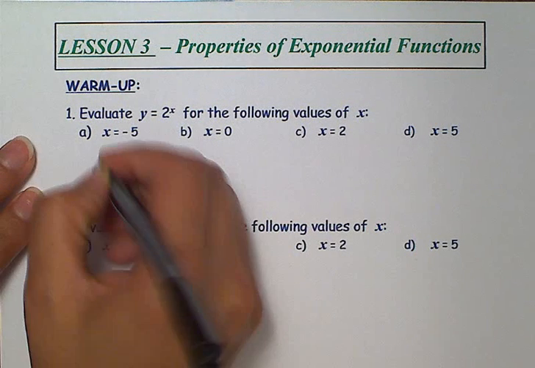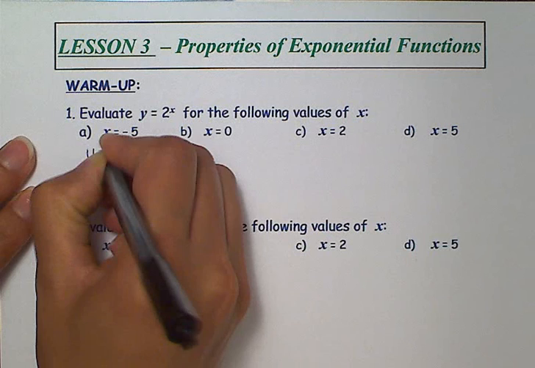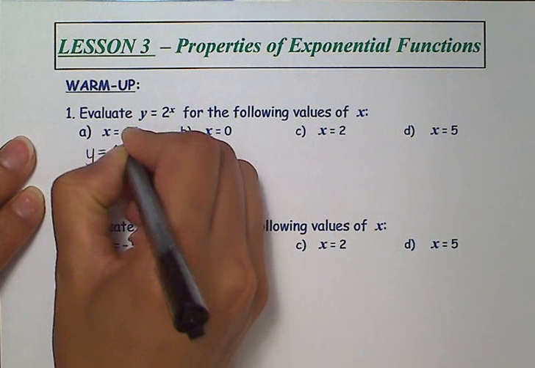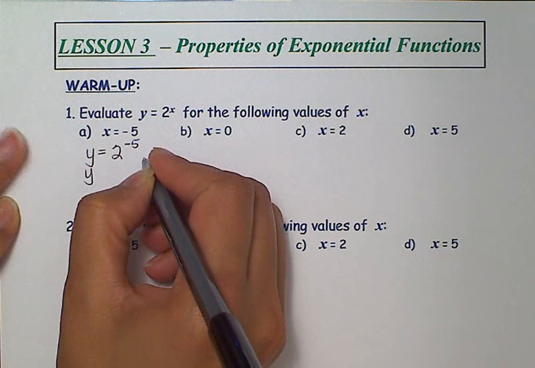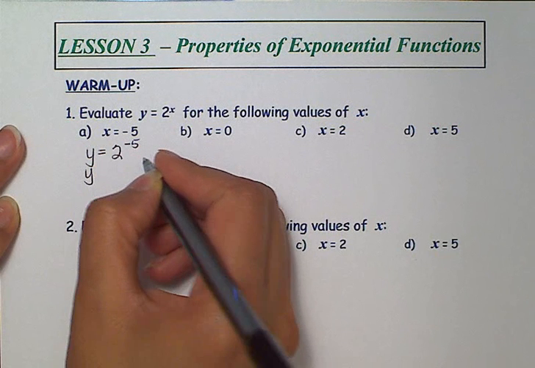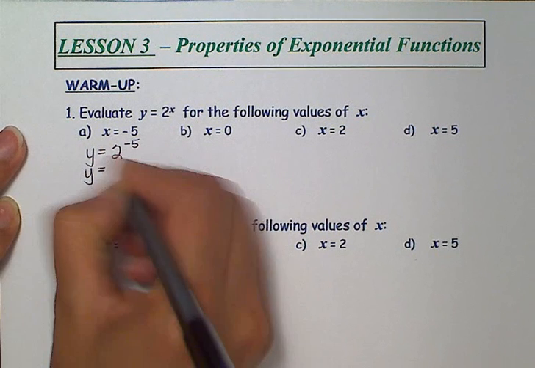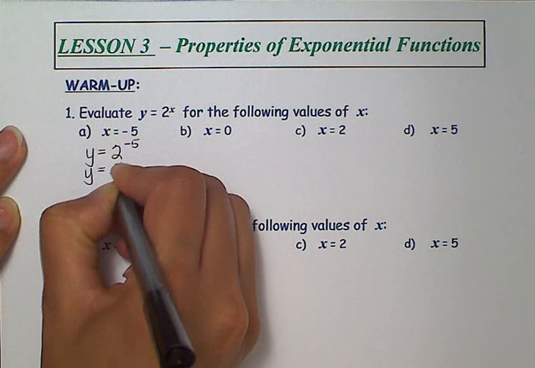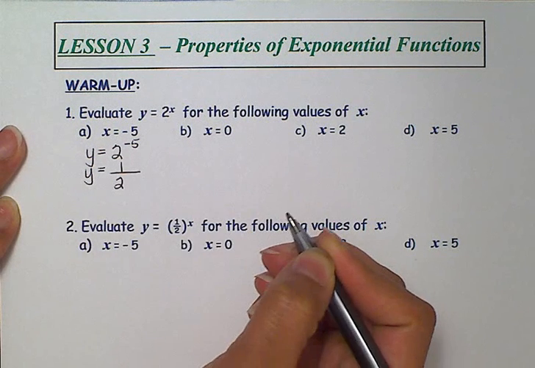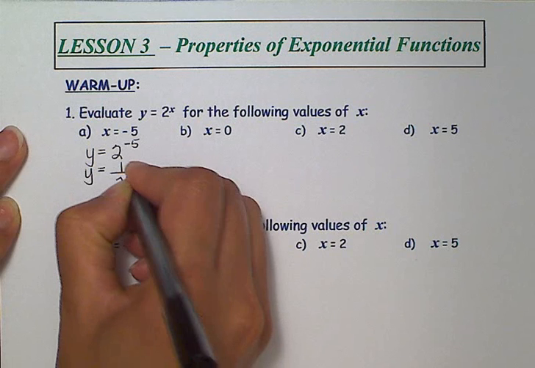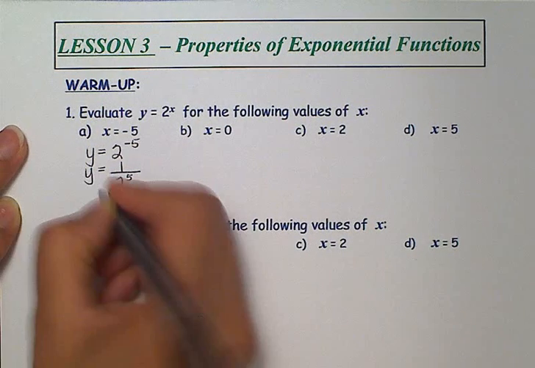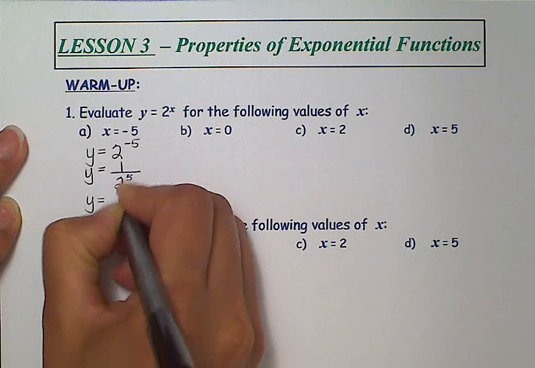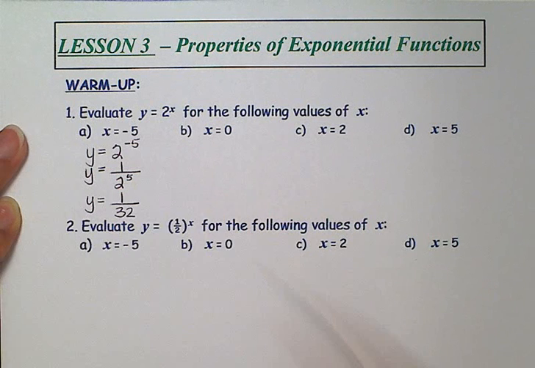So for the first one, I have y equals 2 to the exponent negative 5. And I know from my experience with negative exponents that I would need to write the reciprocal of the base to a positive exponent. So the reciprocal of 2 is 1 over 2. And so a positive exponent would make it 1 over 2 to the exponent positive 5. And I can evaluate this to get y equals 1 over 32. And I'm going to continue to do the same with the rest of the problems.